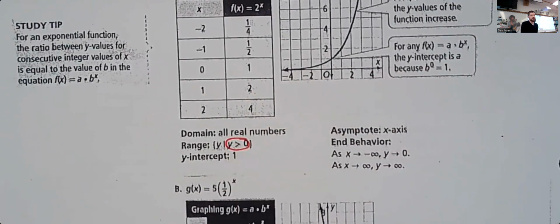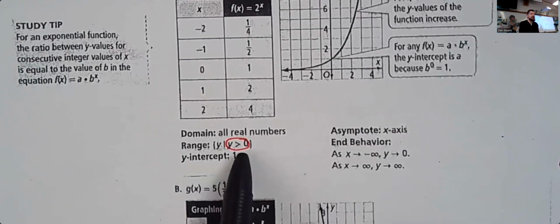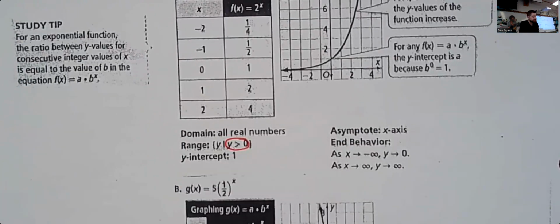Below zero is real numbers too, because real numbers are numbers that don't have i, non-imaginary values. So positive, negative, irrational, fractions, all that is a real number. So we're specifying that they are real numbers so long as they are greater than zero. They can't be negative.